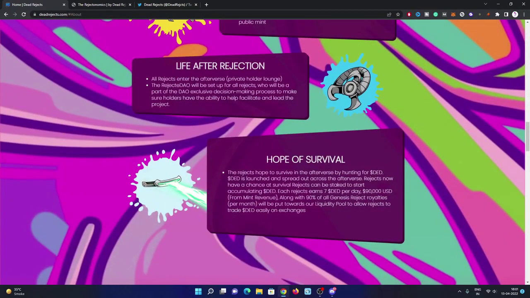All rejects enter the afterwards. The private holder launch. Yes, there will be a holder verification. If you are holding their NFT, then you can verify it by connecting the wallet to their verification system. Then the Reject DAO formation. Then we will be a part of the DAO's exclusive decision making process to make sure holders have the ability to help facilitate and lead the project.